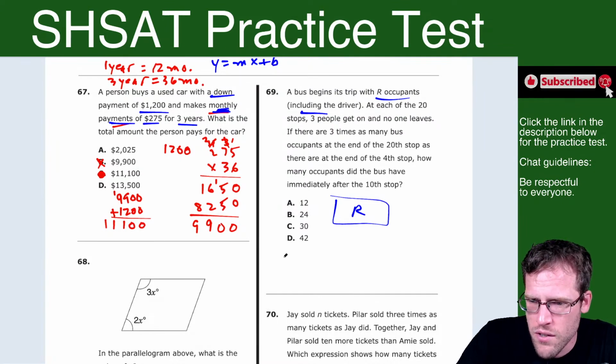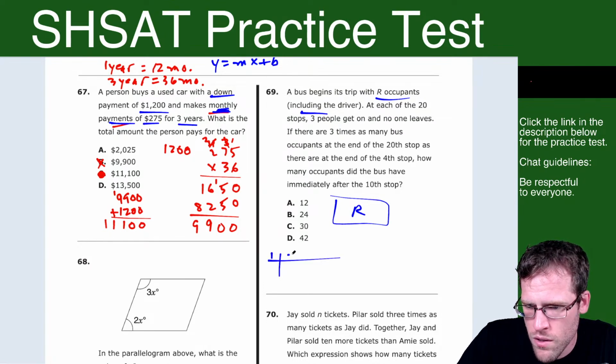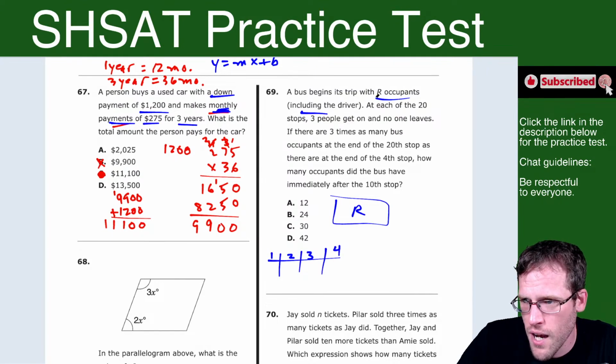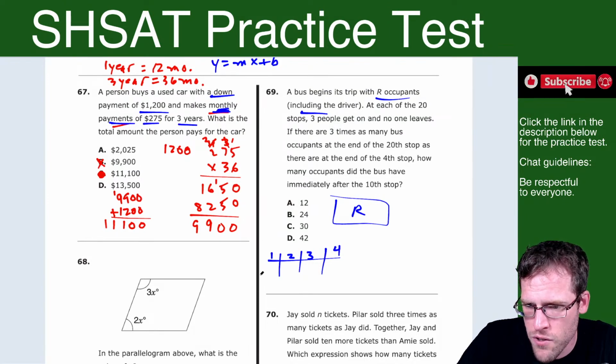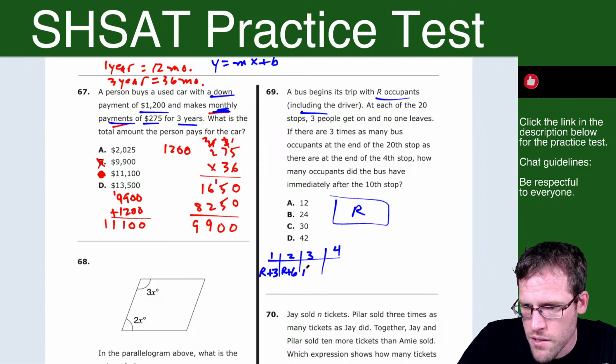So let's see here. Let's make a table. So at 1, 2, 3, 4. A bus begins its trip with R occupants. At each of the 20 stops, 3 people get on. So at the first stop, that's going to be R plus 3. Then 3 more people get on, that's R plus 6. And this is R plus 9. And this is R plus 12.